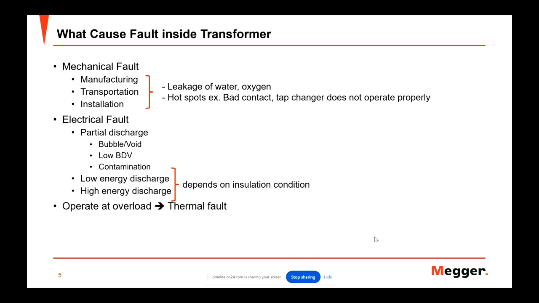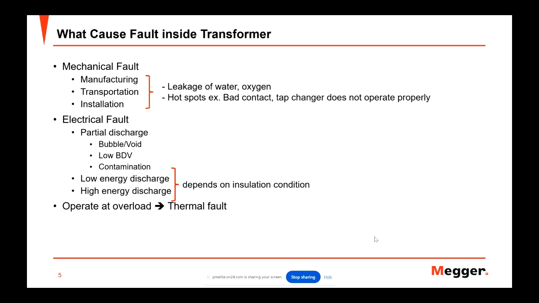Second is the electrical fault. Why do we separate the electrical fault like this? Because the electrical fault gives a different signal, such as partial discharge. It also can come from bubbles inside of your transformer or a low breakdown voltage. If you detect it from different sensors, such as PD detection, you may find this.